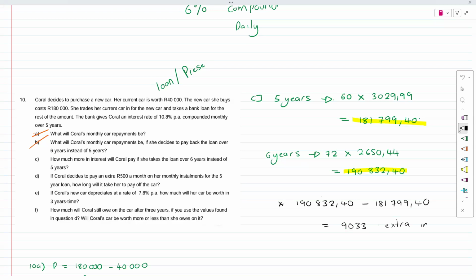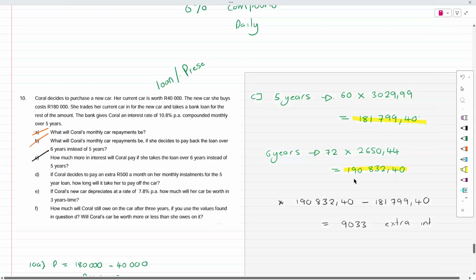Now, why did I do this, guys? It's because I had the two payments, and I know if I minus both of them, I would get the interest. But if you didn't want to do that, you could have taken this value, this 181, and you could have minus the cash price of 140,000. Then you could have minus those two answers, but I don't think you guys need to do that. It is quite simple, to be honest. We're going to go with question D.